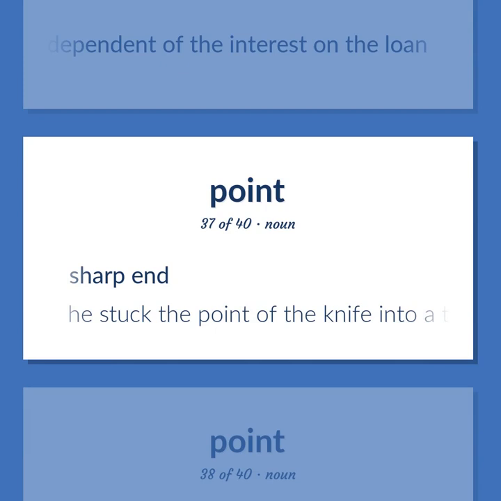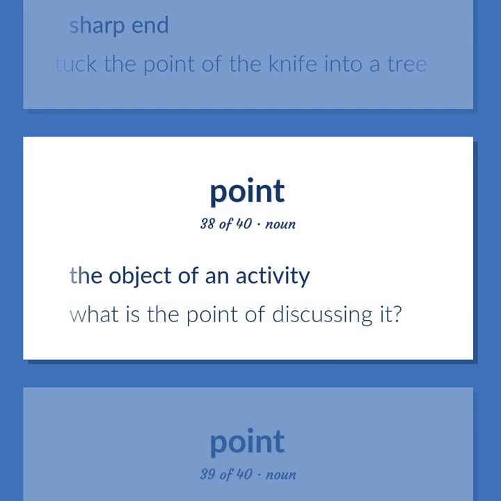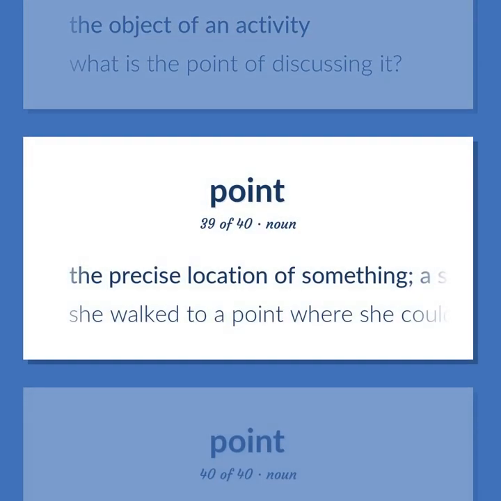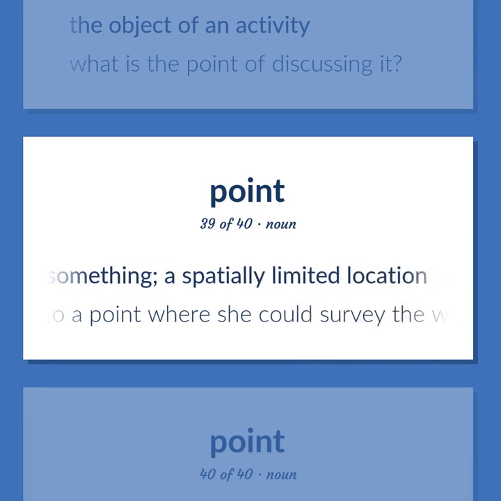Sharp end. He stuck the point of the knife into a tree. The object of an activity. What is the point of discussing it? The precise location of something, a spatially limited location. She walked to a point where she could survey the whole street.